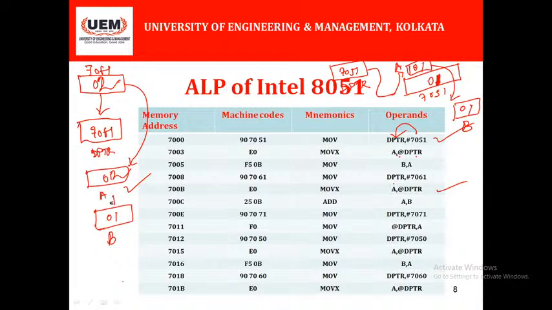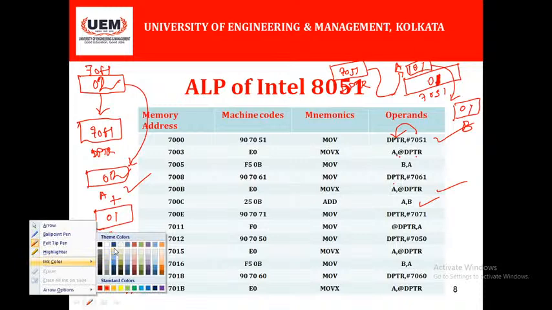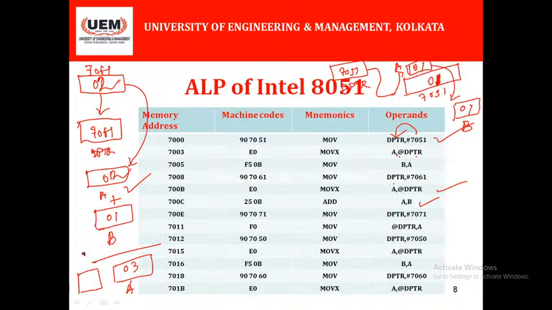Now we are simply going to add both of them with the help of the ADD A, B instruction. What happens is that 02 and 01 will be added, and the result is going to be stored in the A register, that is 03, and at the carry register we are going to store the carry value, that is 00. We are going to store it here.